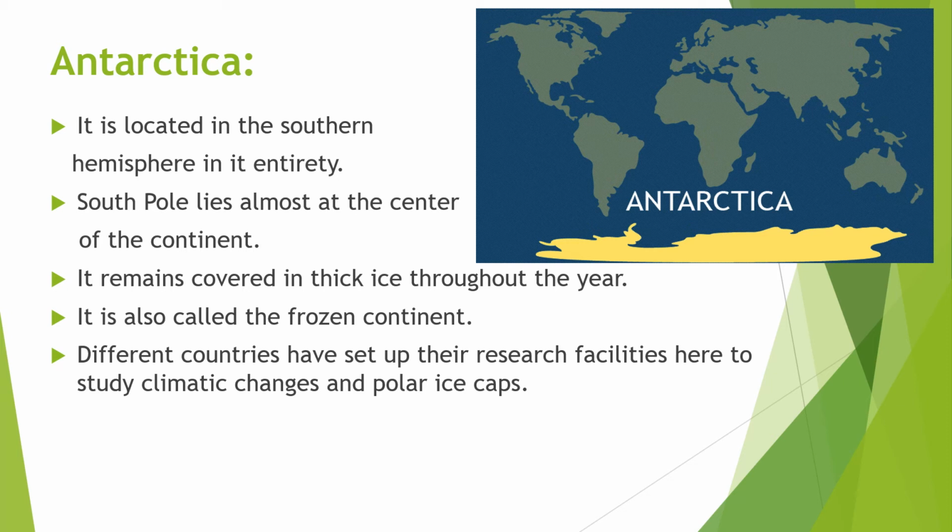This gives us an idea that the continent of Antarctica must be very, very cold because the area around the South Pole, that is the southernmost point of our planet, receives very little sunlight and heat throughout the year. It is hence no surprise that the continent of Antarctica is covered in thick ice throughout the year. It is also probably why we call the continent of Antarctica the frozen continent. Do you know that different countries have set up their research facilities in the continent of Antarctica to study climatic changes, polar ice caps, and even the progression of life and evolution?